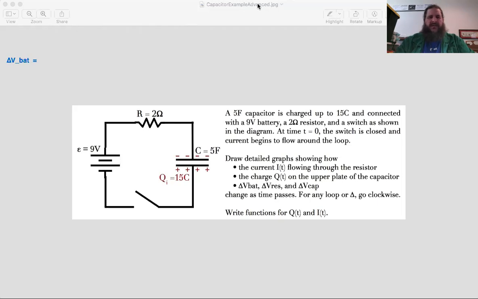Yeah, that's just the EMF of the battery, the epsilon value. And that does not change. The important thing about a battery really is that its voltage does not change. So that's just going to be a constant plus epsilon. Delta V battery equals plus epsilon, and that's a constant.